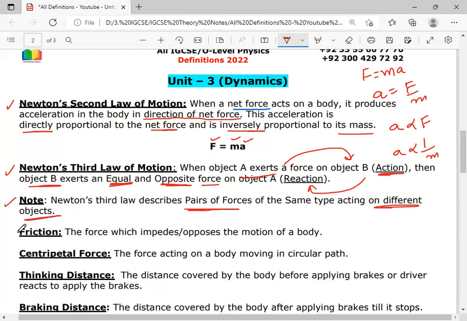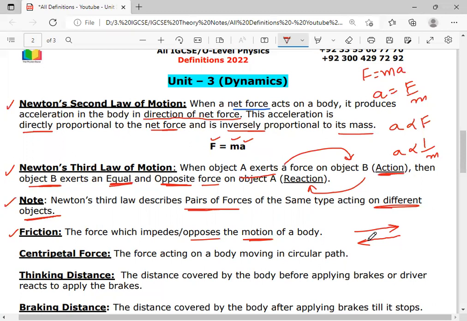Then here comes the definition of friction: the force which impedes or opposes the motion of the body. It means friction is a force and it always opposes the movement or motion of the body. Friction always occurs when a body moves; if the body is at rest, there will be no friction. Let's suppose a body is traveling towards the right side, then friction will definitely act to the left, opposite to the direction of motion.